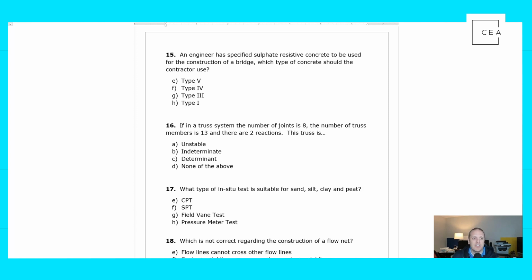So in this case, let's read it again. An engineer has specified sulfate resistive concrete, that's the key word here, to be used for the construction of a bridge. Which type of concrete should the contractor use? Is it type V concrete, type 5, type 4, type 3, or type 1? And the answer to this question is going to be the type 5, which really provides us a sulfate resistive concrete. So you want to go brush up on the different types, why they're good for different applications, but that's another good one to understand.